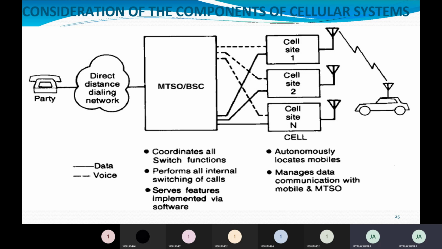So already you know that the basic cellular system consists of a mobile unit, the cell site, and the central switching element called MTSO, mobile telephone switching office, and some antennas are required. So these are the considerations we have to make in the components list of the cellular system. Here you already know what the MTSO does.